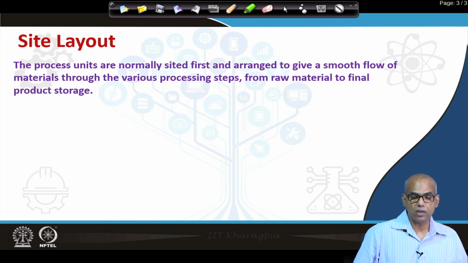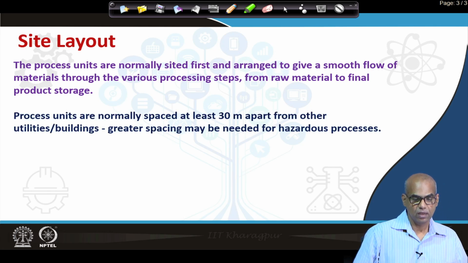The process units are normally sited first and arranged to give a smooth flow of materials through the various processing steps from raw material to final finished product storage. Process units are normally spaced at least 30 meter apart from other utilities or buildings. Greater spacing may be needed for hazardous processes.